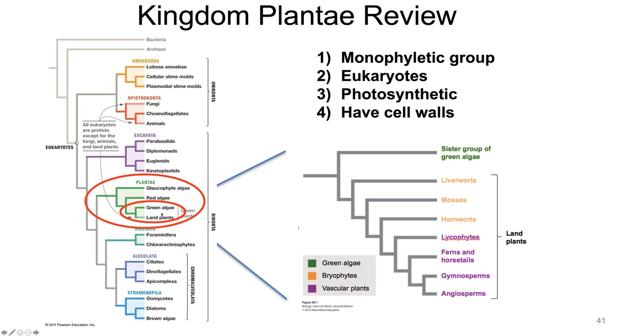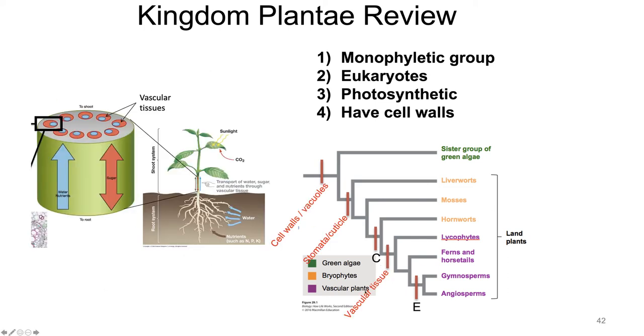Okay, so if we were to zoom in on this group here, looking at the green plants and the land plant group, you can break these groups further down. Remember, we're going to be talking about the vascular plants. So if you were to decide where vascular tissue goes on this tree, where would you put it? All right, so if you said point D, you are correct. So these are the vascular plants.